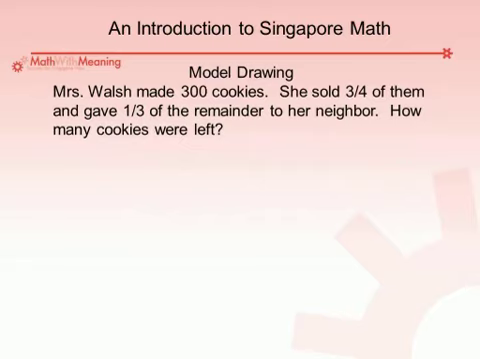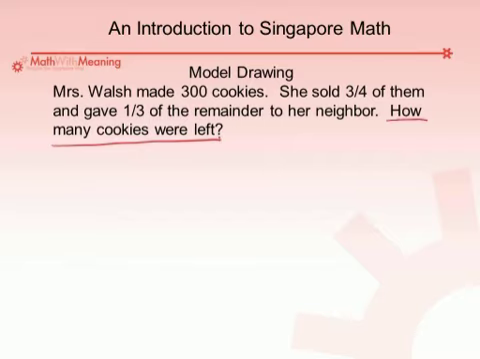It goes like this. Mrs. Walsh made 300 cookies. She sold 3/4 of them and gave 1/3 of the remainder to her neighbor. How many cookies were left? Now, I don't know how many of you teach word problems, but I have kids who remember they needed to be somewhere else at this point. But watch what we're going to do. We're going to say, okay, let's use the model method and have it make sense.